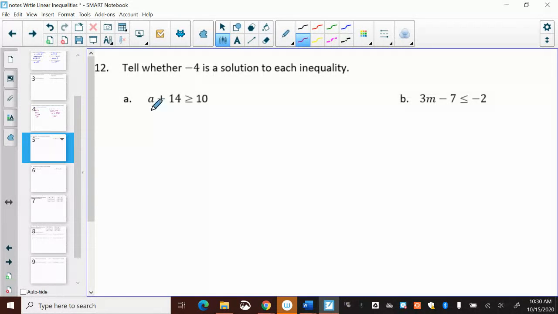Okay, let's try here. A plus 14 is greater than or equal to 10. Is negative 4 a solution?